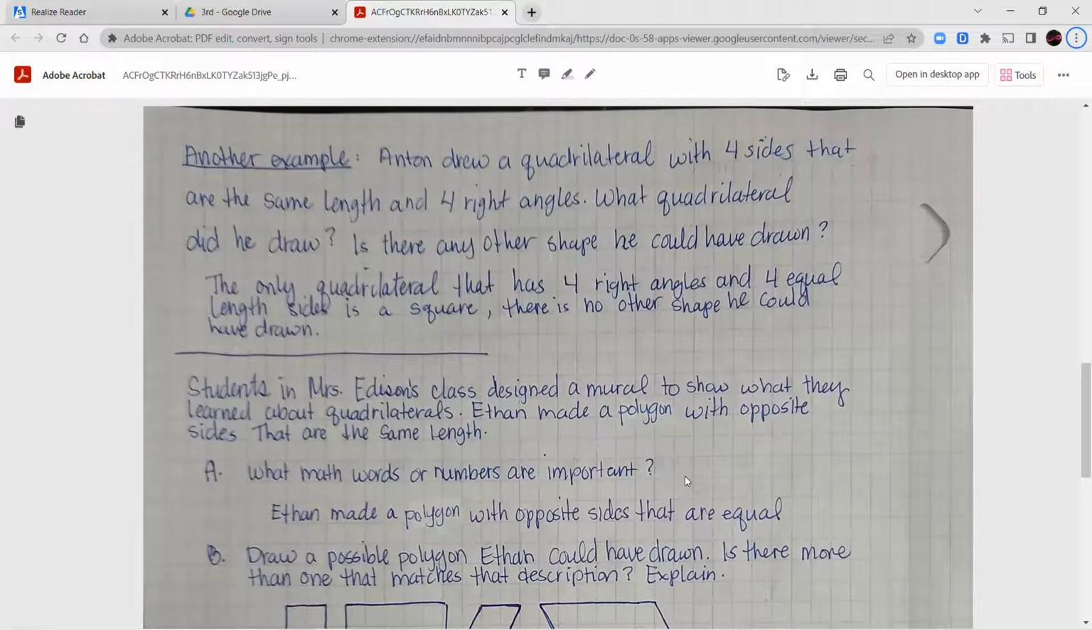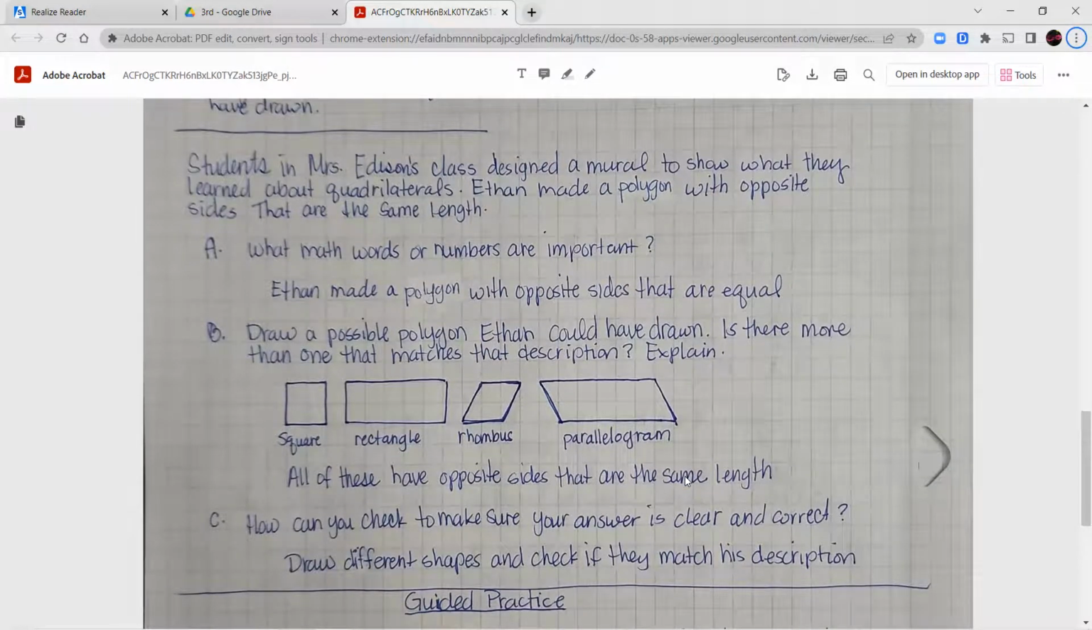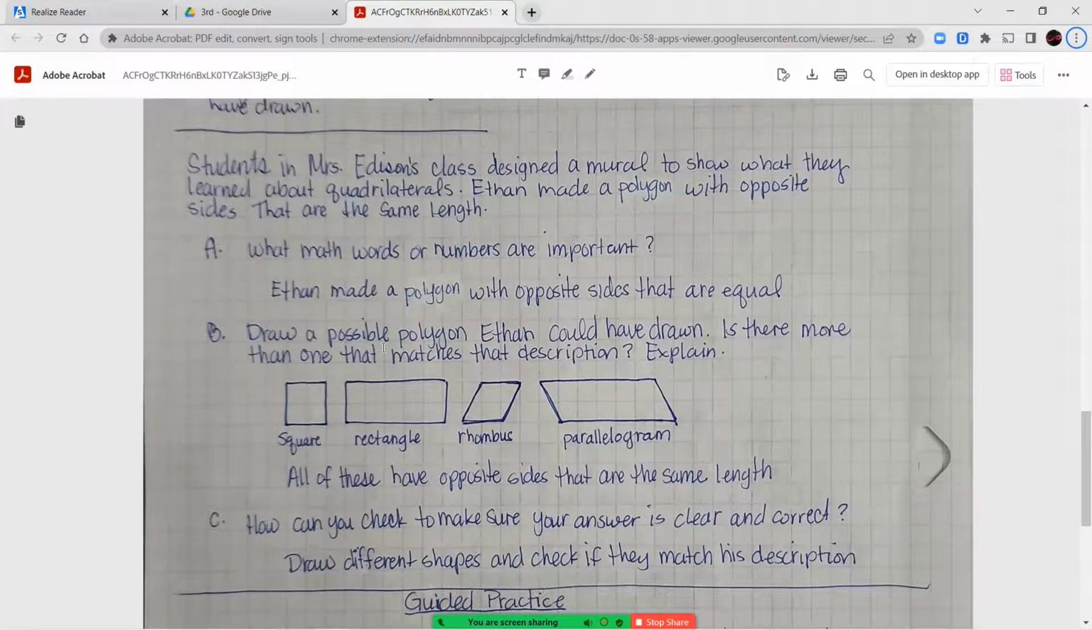Our next example before our guided practice says, students in Mrs. Edison's class designed a mural to show what they learned about quadrilaterals. Ethan made a polygon with opposite sides that are the same length. What math words are important? So what's the important information? We know that Ethan made a polygon with opposite sides that are equal. For part B, it says draw a possible polygon that Ethan could have drawn. Is there more than one that matches the description?